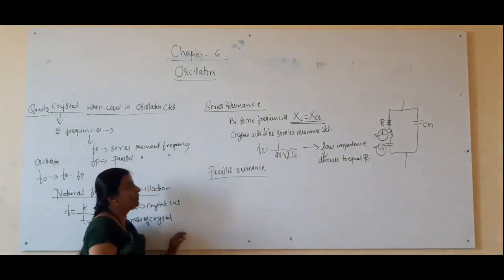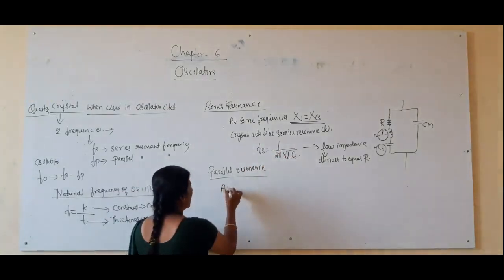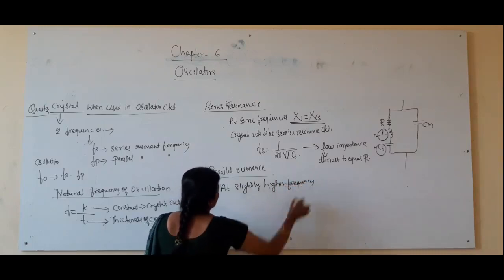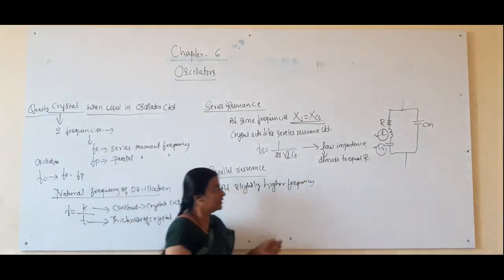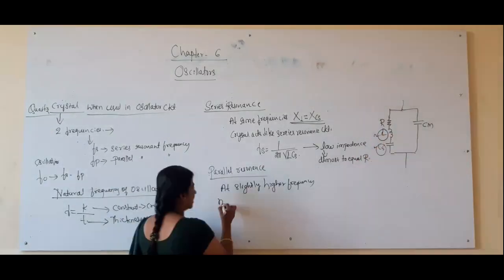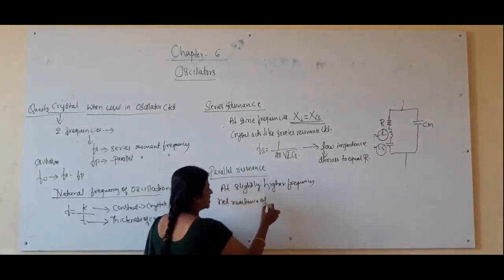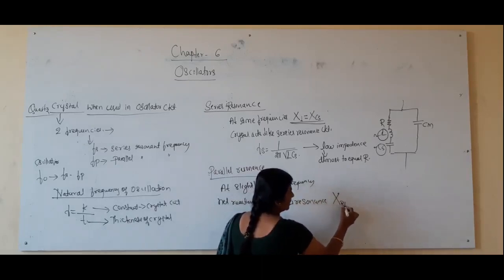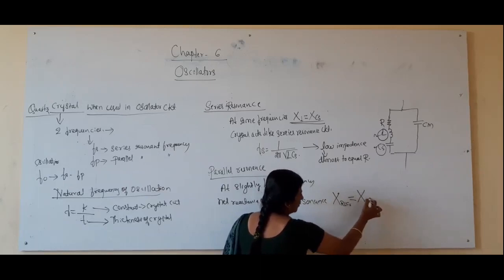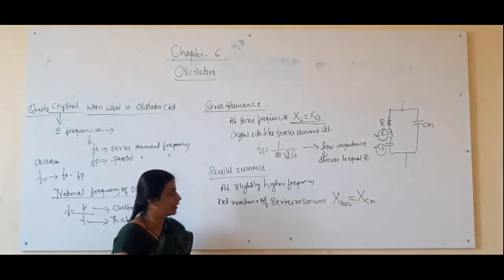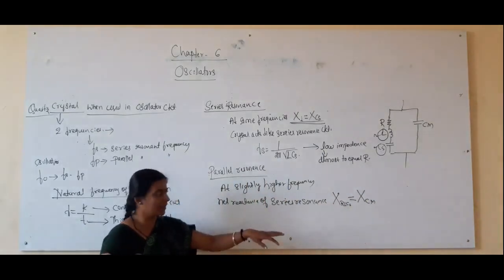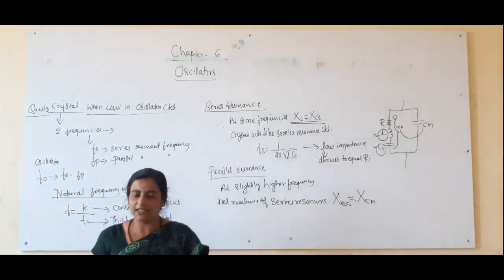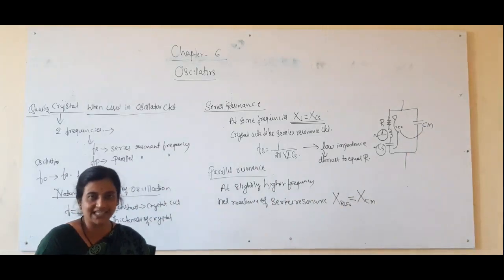So next one is parallel resonance. What happens at slightly higher frequencies? The net reactance of the series resonance, X RLC, becomes equal to the reactance of the mounting capacitance. When the total reactance becomes equal to the reactance of the mounting capacitance, at that time we say that the crystal is operated or acts like a parallel resonant circuit.